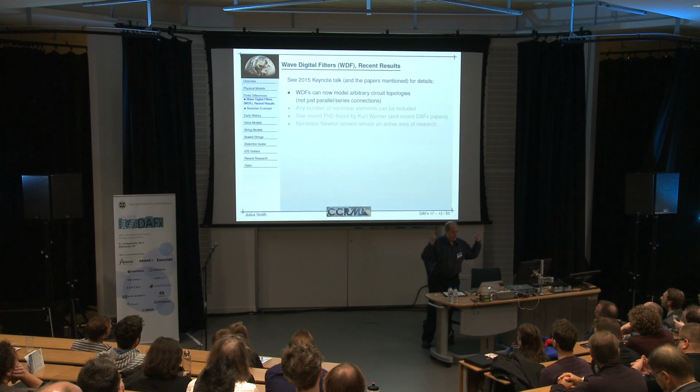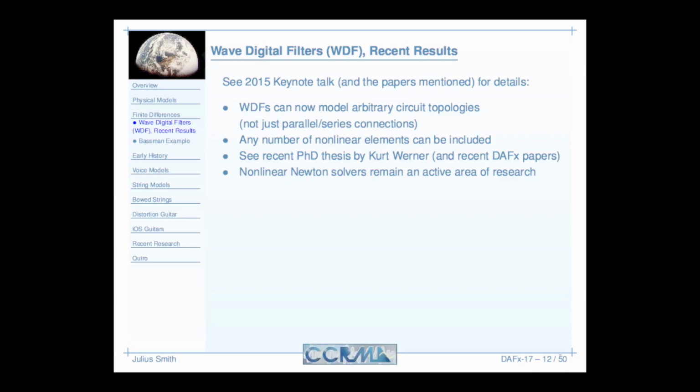So now it's wide open. You can have any topology, not just parallel and series. And you get these things called R nodes, which solve the general circuit topology. And you can also have any number of nonlinear elements. So you can have a vector of nonlinearities, and they'll typically interface through an R node to the rest of the wave digital filter. To remind you about that, take a look at Kurt Werner's thesis and his recent DAFx papers and other DAFx papers. It's been really covered. DAFx has been the home of the wave digital filter story, above all other conferences in general.